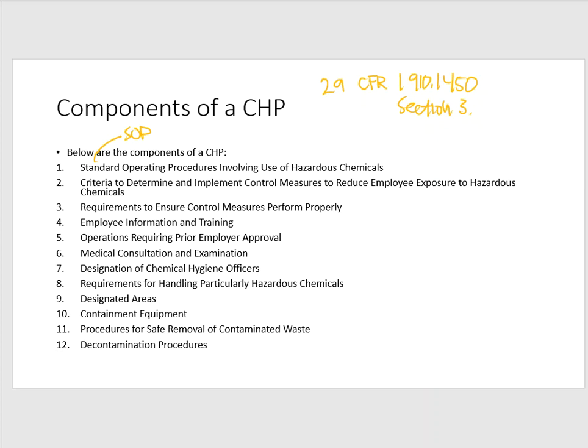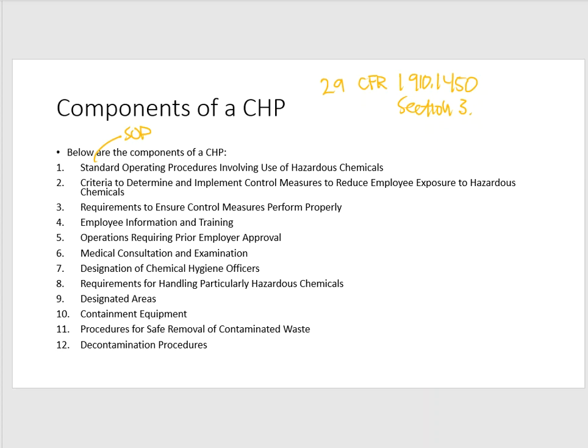Directions. So think about the back of a cake box. The back of a cake box will give you directions. Step number 1, preheat your oven. Step number 2, mix the ingredients together. Step number 3, put it in the oven and bake it. And step number 4, take it out and let it cool. That's the standard operating procedure. That is the SOP to make the cake. We also need SOPs for hazardous chemicals.